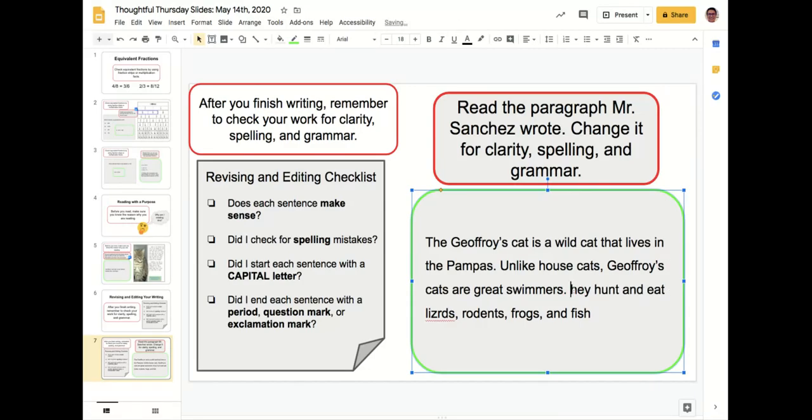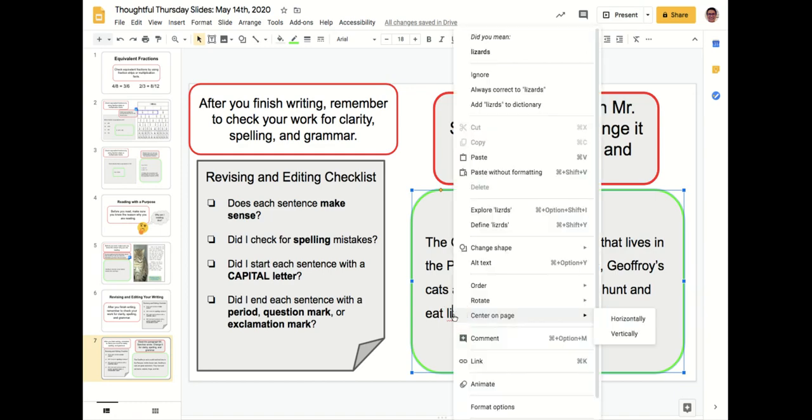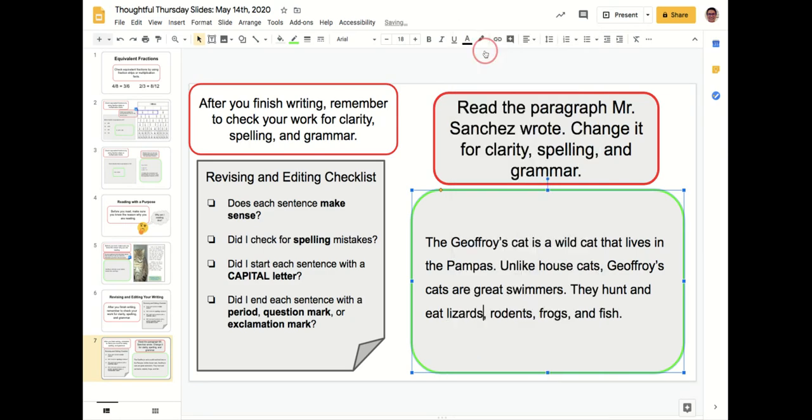First, I always need to start my sentence with a capital letter, and I always need to finish it with a period, question mark, or exclamation mark. I'm going to use a period here. I also noticed that I didn't spell lizards right. So again, I'm going to two finger click on this, and I'm going to go up to the top, and it says, did you mean lizards? Yes, I meant lizards.